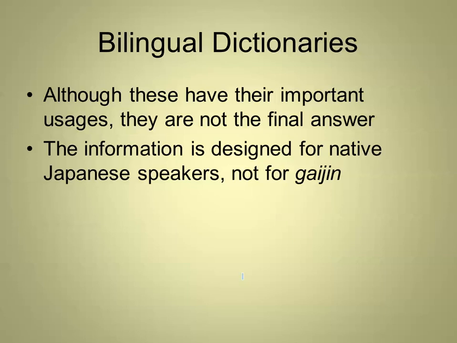Let me finish up with bilingual dictionaries. These have their important usages, but they too are not the final answer, okay? And the reason why they're not the final answer is that most of these dictionaries, the good ones, are designed for native Japanese speakers who are studying English. They are not designed for people who are studying Japanese as a second language. They're not designed for gaijin. And so some of the things that you'd like to have as a, say, a native English speaker won't be there.